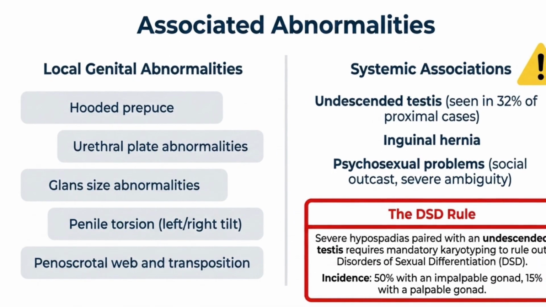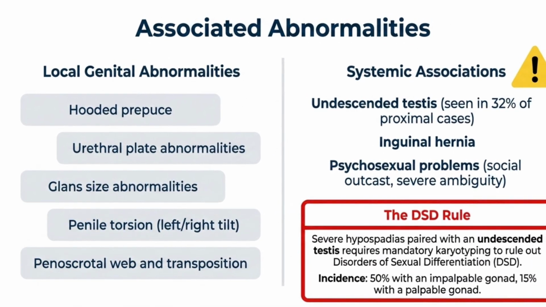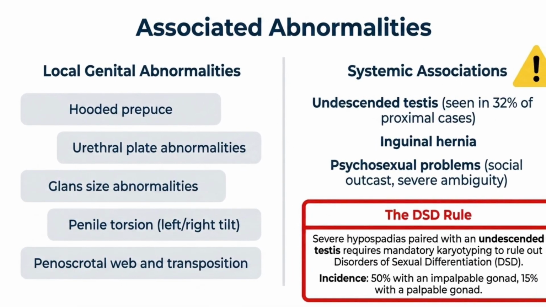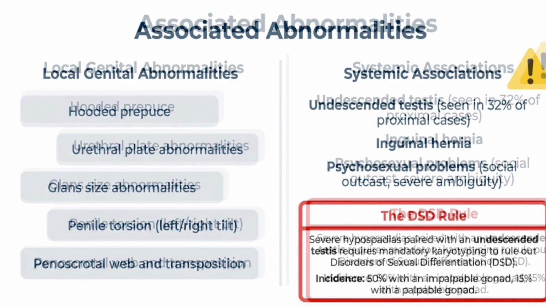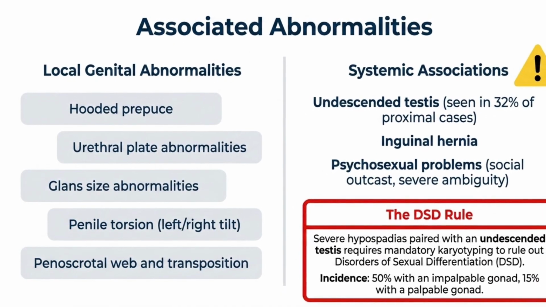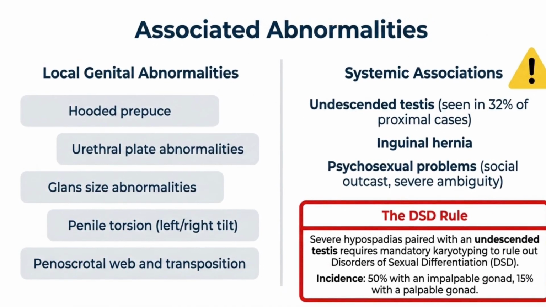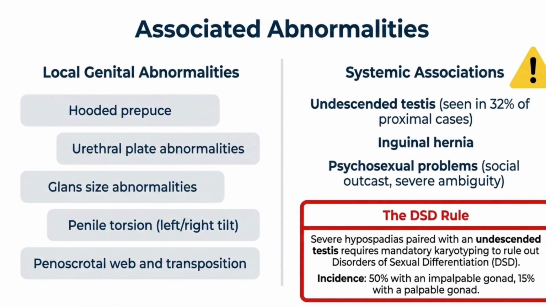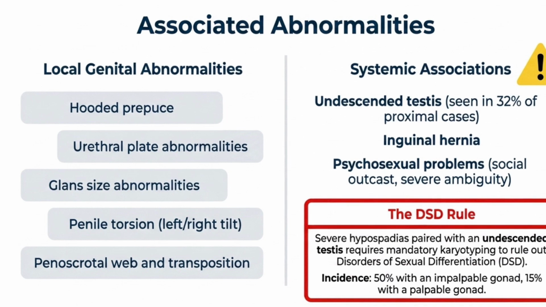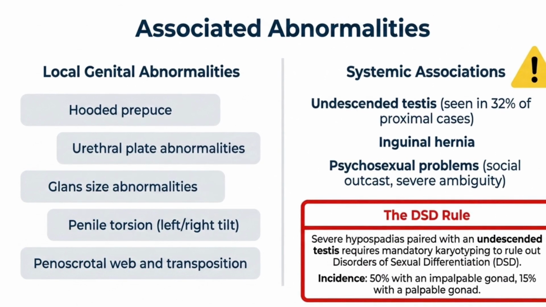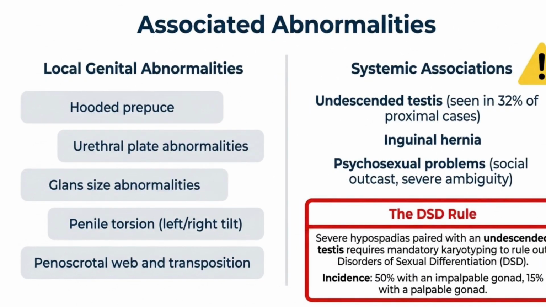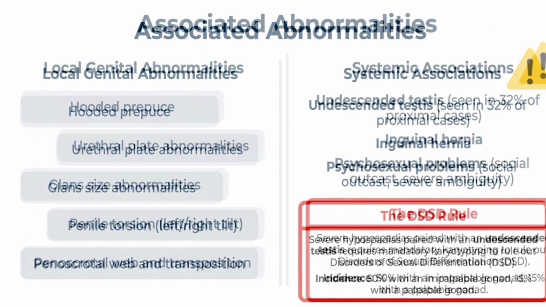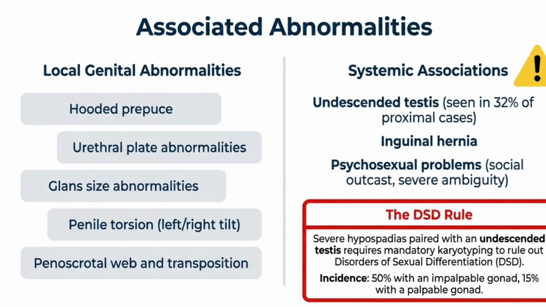Systemic association. 32% of cases have undescended testis, noted in the proximal cases. Inguinal hernia is also seen. It also has association with psychosexual problems. There is social outcasting and severe ambiguity. Disorders of sexual differentiation should definitely be ruled out by carrying out mandatory karyotyping, as most of them have undescended testis. 50% have impalpable gonads and 15% have palpable gonads.